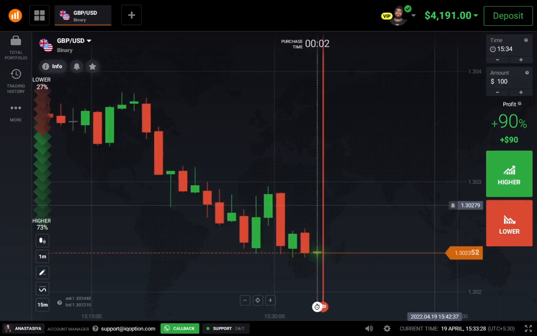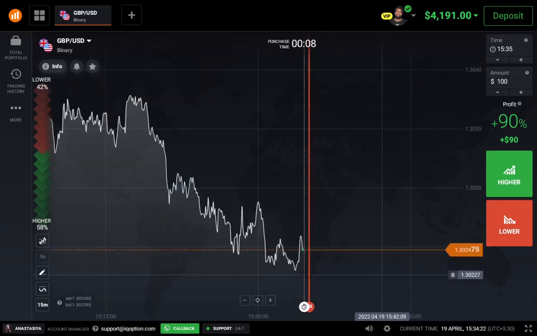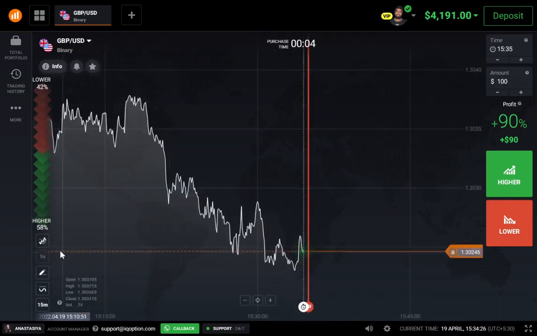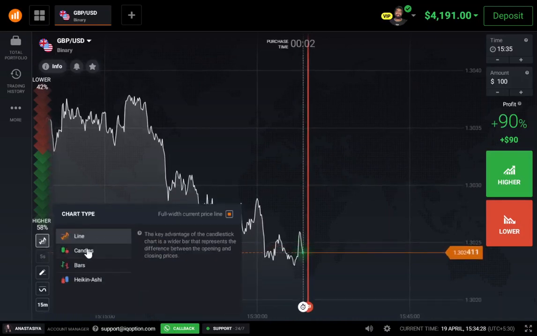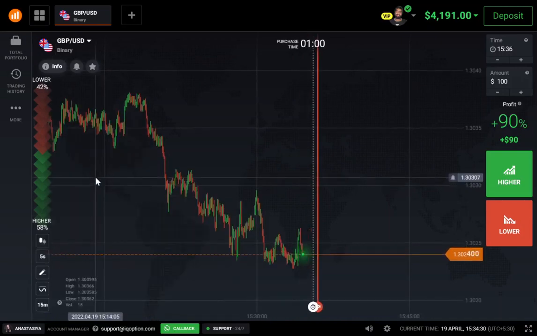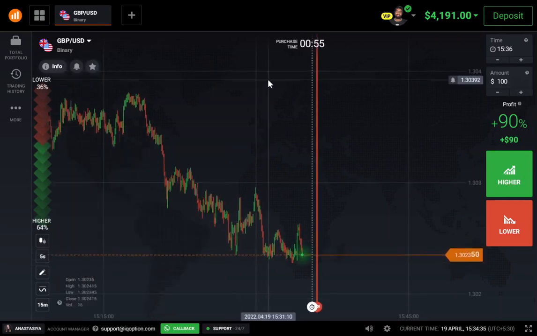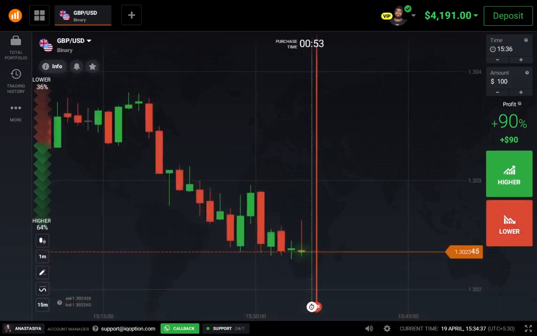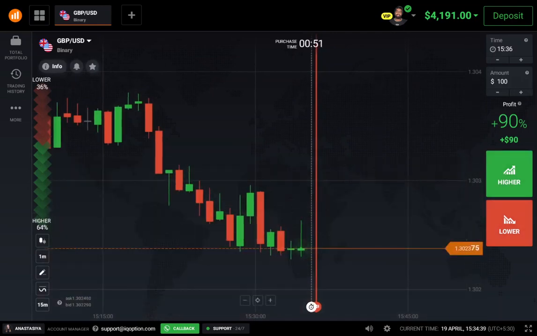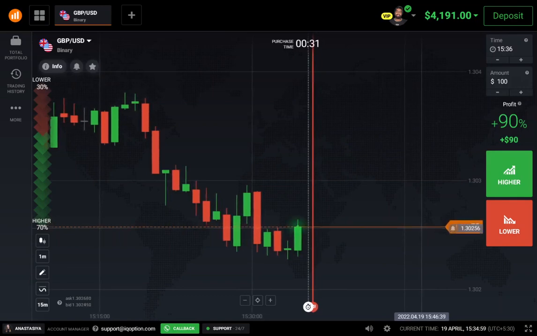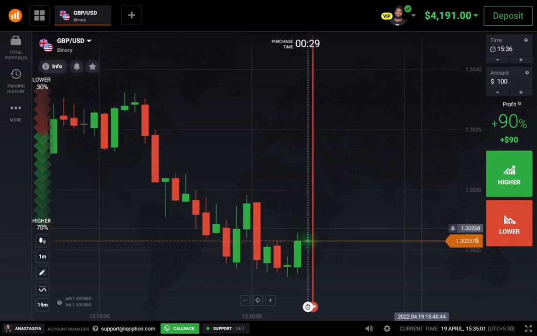So come, let's start live trading using this strategy. So let's set up the charts. We will change the chart type to candles and we will use a 1 minute candle time period. Now, the chart is set. Let's start to scan the charts, find some trades, and start trading them live.